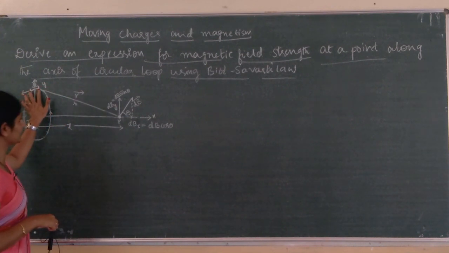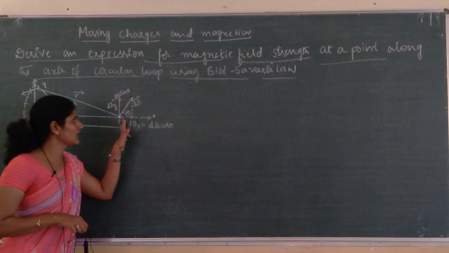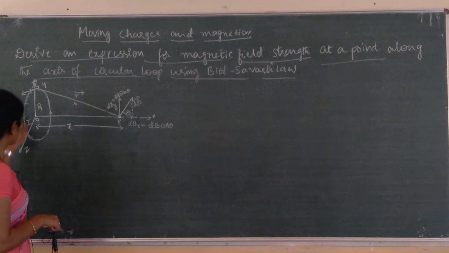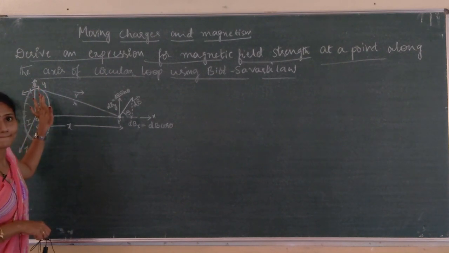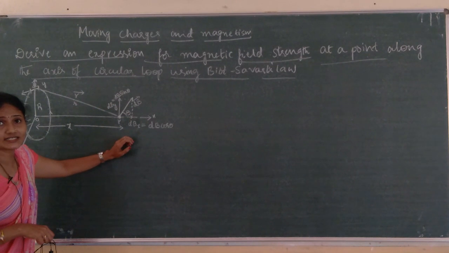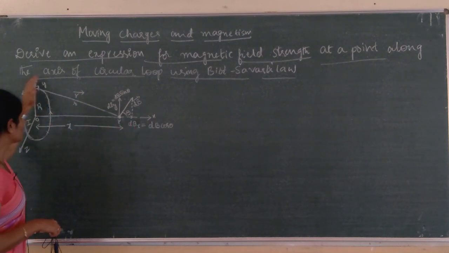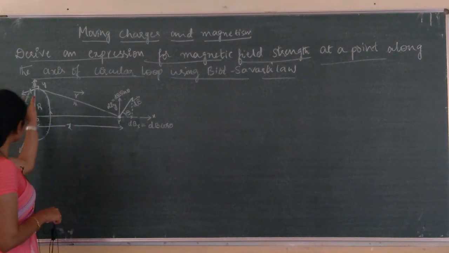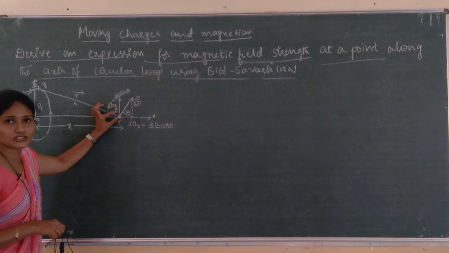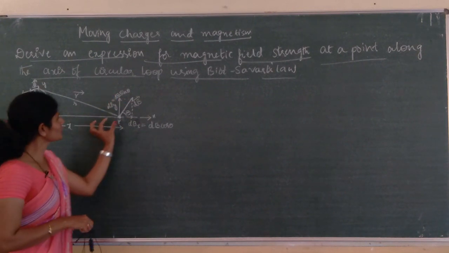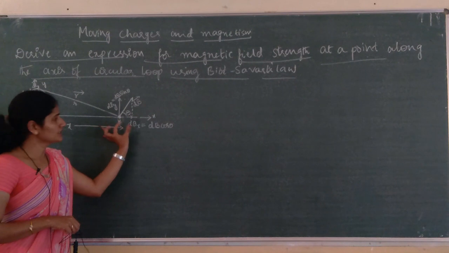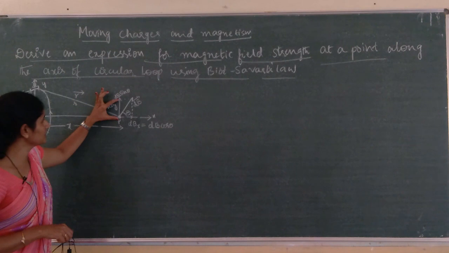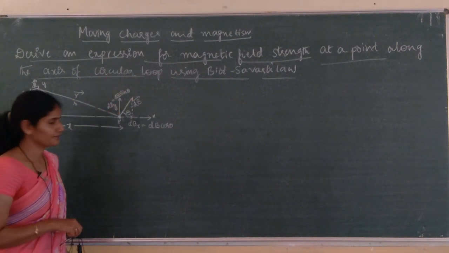So due to this line element, the strength of the magnetic field at point P is dB. Due to the whole circular loop, the strength of the magnetic field is denoted as B. Due to the circular loop, the magnetic field strength is B, but due to this small line element, the strength of the magnetic field is denoted as dB. So here we have the parallel component dBx, which is equal to dB cos theta, and here we have the perpendicular component, dB sin theta.